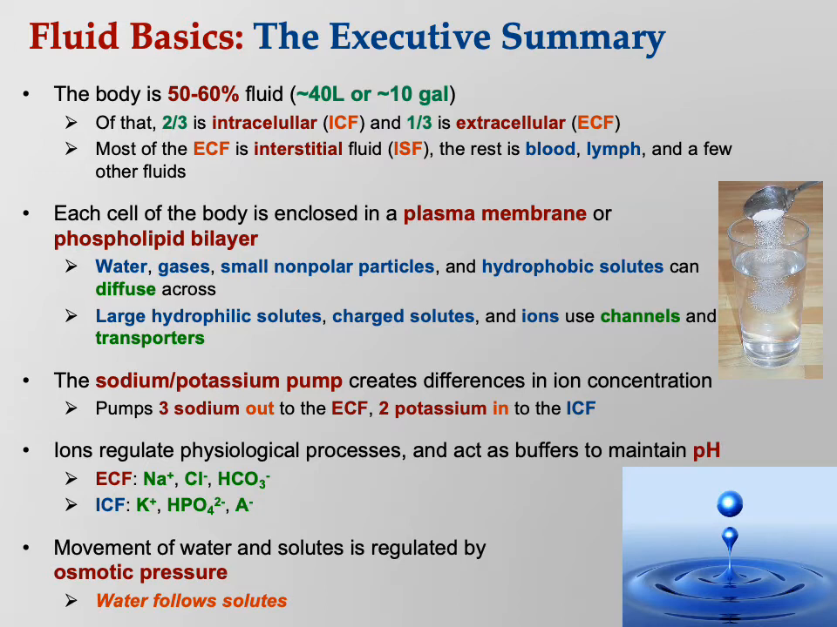So remember, the body is 50 to 60% fluid. For a typical 150-pound person, that's around 40 liters or 10 gallons. 2/3 of that is ICF, 1/3 is ECF. Most of the ECF is interstitial fluid. Again, interstitial fluid is 25% of your total fluid. And the rest is blood, lymph, and a few others, all right?